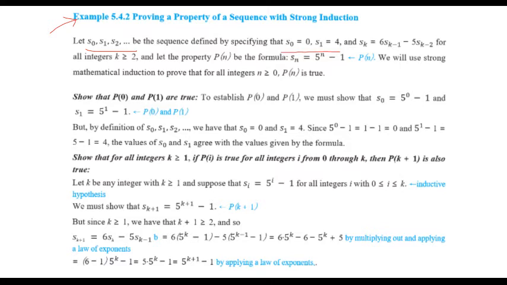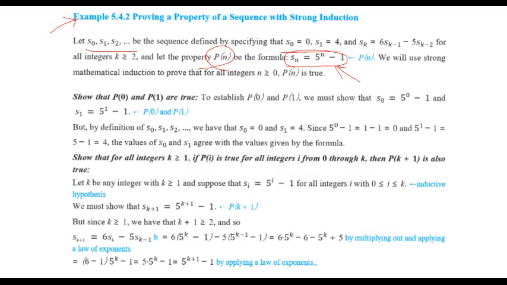Now the property that we are going to prove for this sequence is that its general formula is S sub n equal to 5 to the power n minus 1. And since we are going to prove this using a strong induction, in the first step we are going to define the property P of n formally. So P of n would be this formula, S sub n is equal to 5 to the power n minus 1.